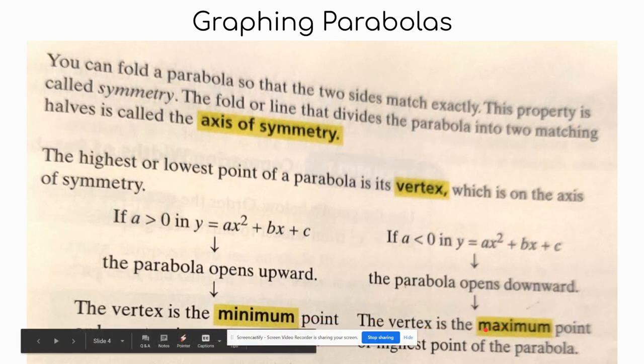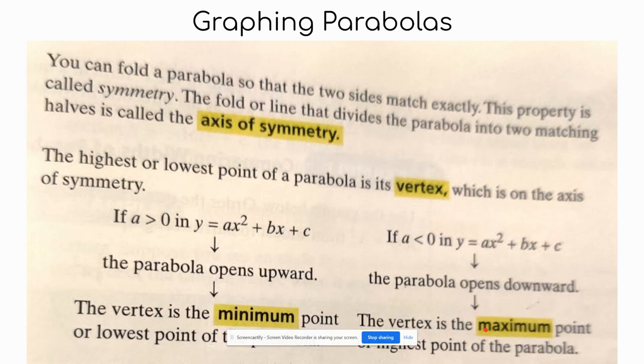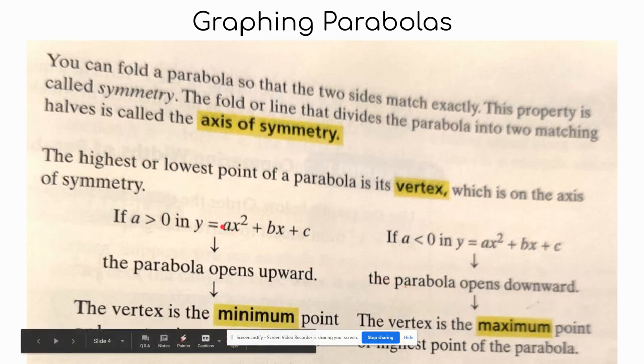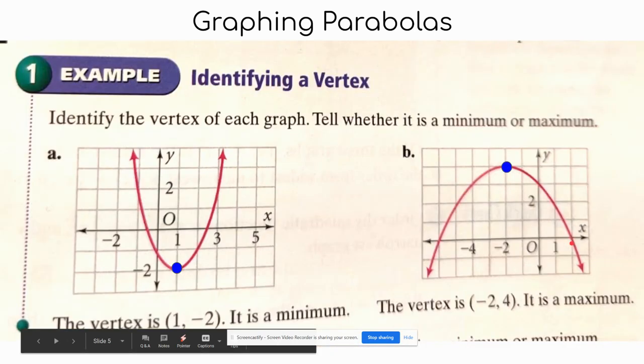Both of those are vertices, and the difference in how you're going to tell in the equation is the sign of a. Positive a, it's going to be a minimum and it's going to curve up. Negative a, it's going to be a maximum and curve down. All right, so here we go, identifying vertex.